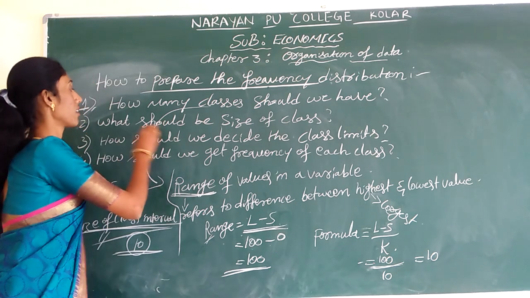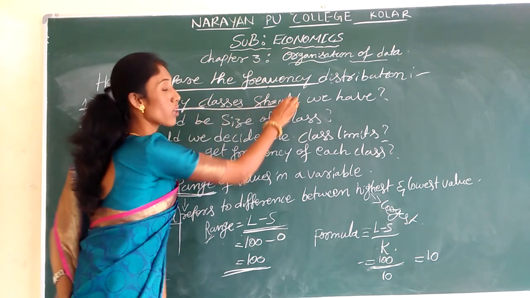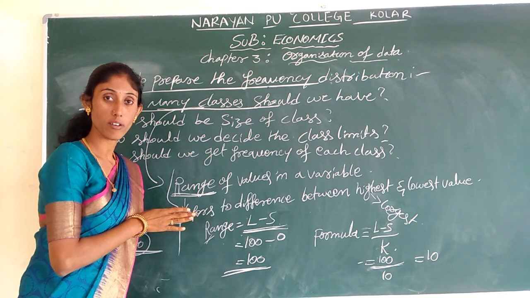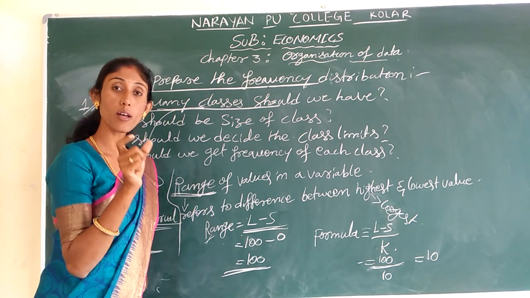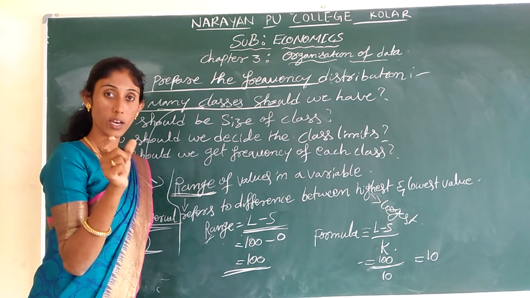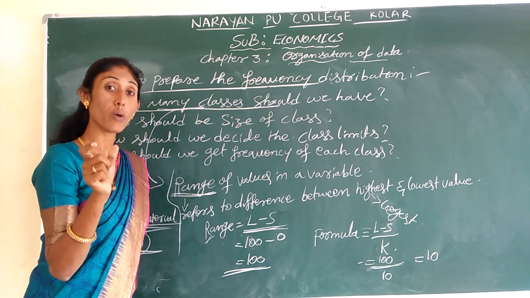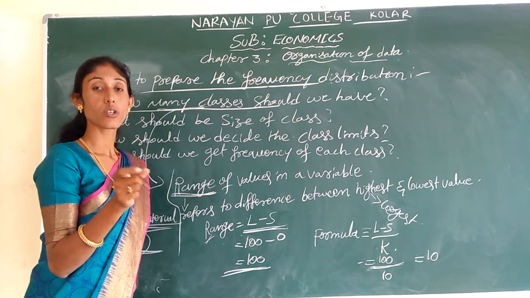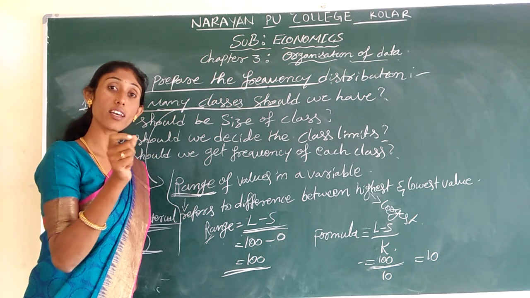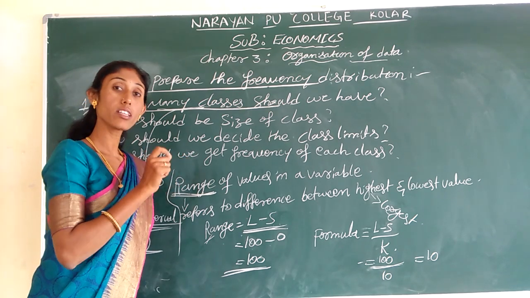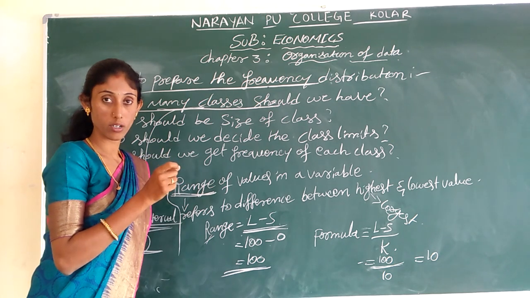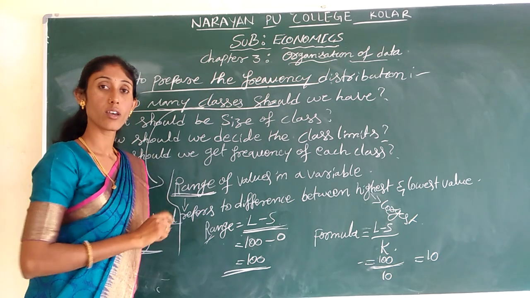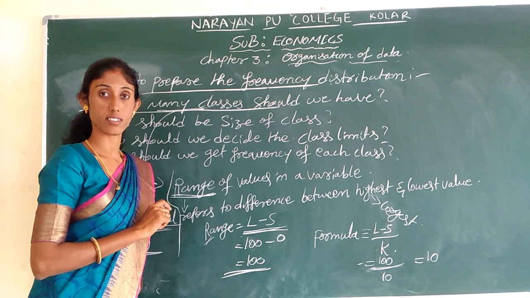Got it now? The number of classes, how many classes we should have, is 10. Likewise, before deciding the number of classes, firstly we need to know the range of the values in a variable or particular data, and after knowing the range, we need to decide the size of the class interval. With the help of these two concepts, we are able to decide the number of classes.